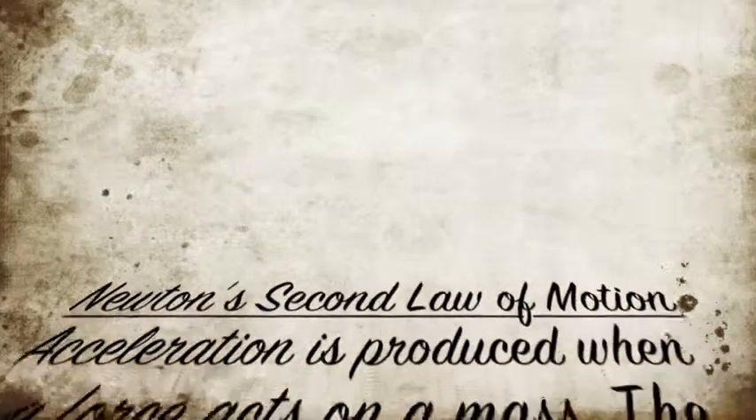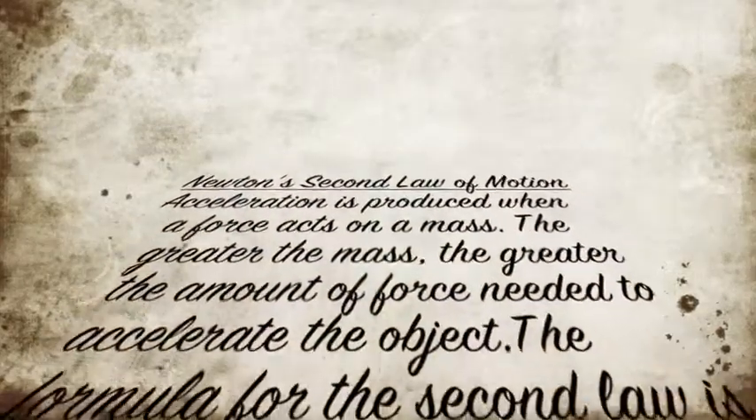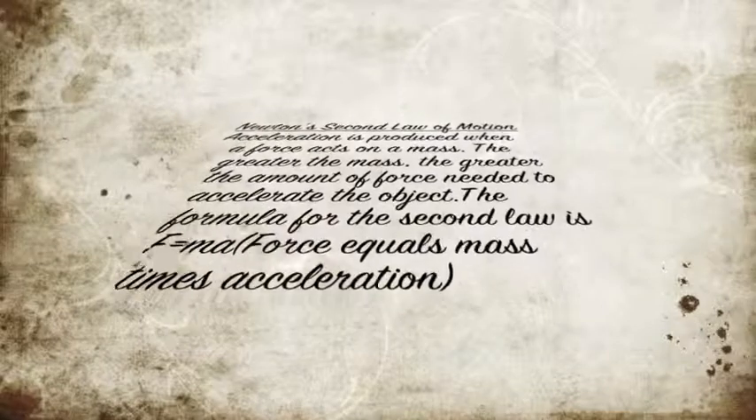Newton's second law of motion. Acceleration is produced when a force acts on a mass. The greater the mass, the greater the amount of force needed to accelerate the object. The formula for the second law is force equals mass times acceleration.